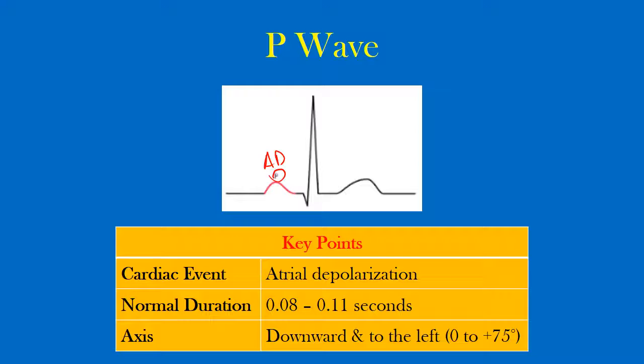And so we see here the normal duration of the P wave, so from here to here, is 0.08 to 0.11 seconds. And its axis, which we'll learn more about in future lectures, is directed downward and to the left between 0 and positive 75 degrees. So for now, just take down these notes and you'll know what they are as you watch the future videos.